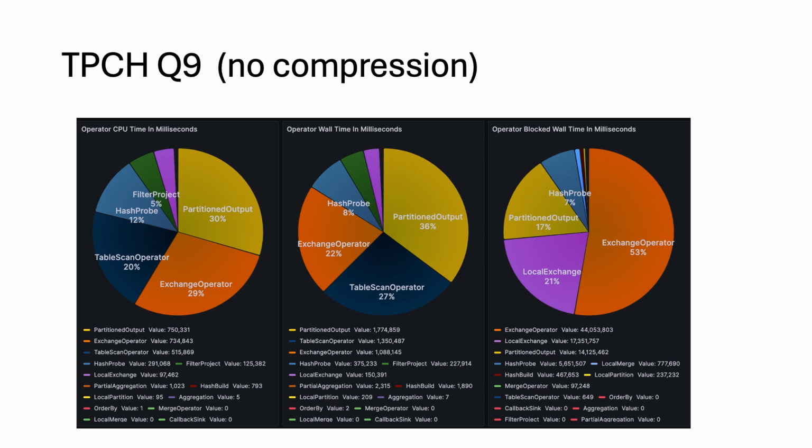So let's zoom into one particular query, TPC-H query 9. This query has the highest shuffle cost among the 22 queries in TPC-H. As you can see, partition output itself takes 30% of the total CPU, the next one, exchange, takes 29%, and then the next one, table scan, 20%.